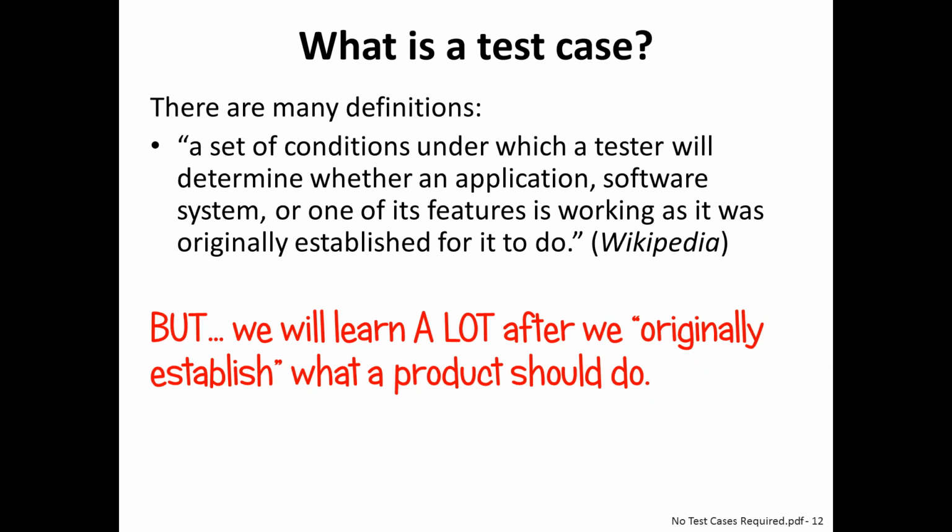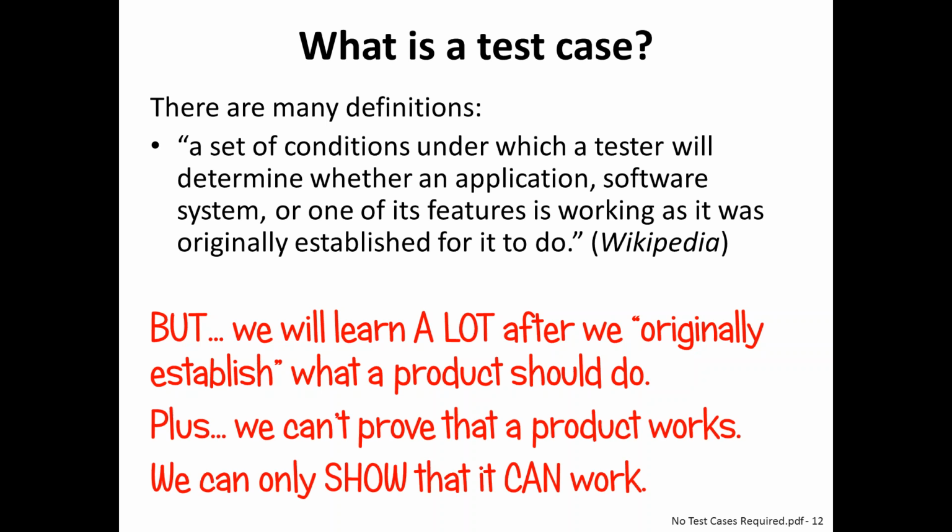One of the problems is that after we have started to build the product, and after we've run into some obstacles, and after we've made some discoveries about how it should be built, we're going to change the product. So the originally established part is questionable, and it's testing itself that helps to straighten out the problems that we encounter when we try to build something. We find out that there are problems with it.